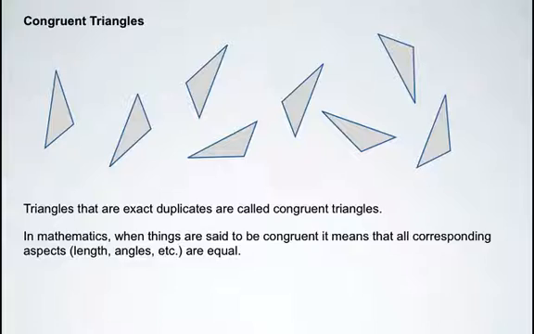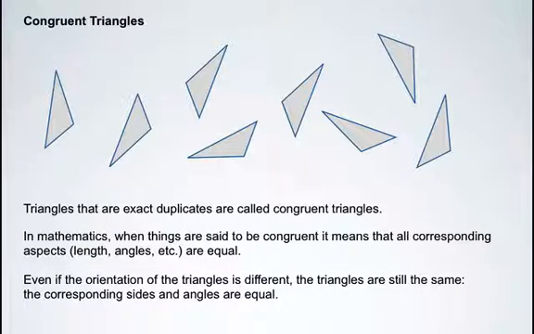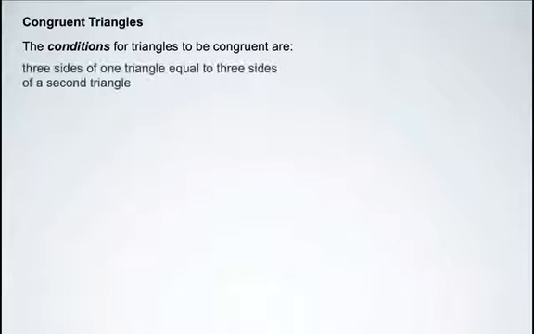In math, when things are said to be congruent, it means that all corresponding aspects, including length, angles, etc., are equal. Even if the orientation of the triangles is different, the triangles are still the same, the corresponding sides and angles are equal. Looking some more at congruent triangles, the conditions for triangles to be congruent are that three sides of one triangle are equal to three sides of a second triangle.